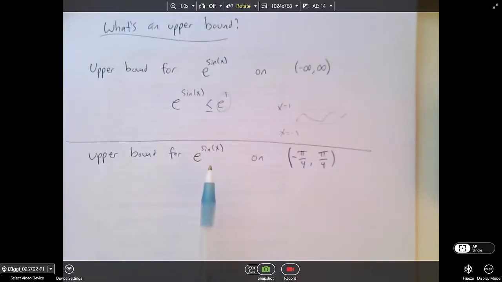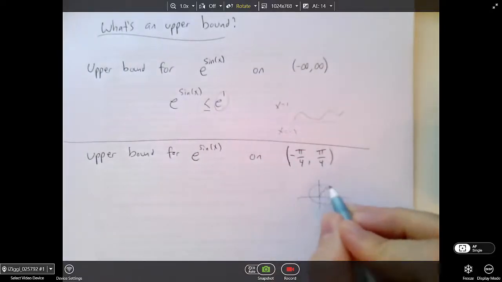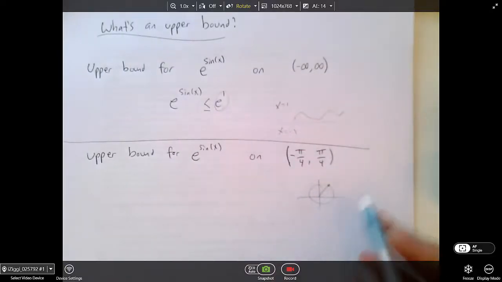I still want an upper bound for e to the sine x, but now it's over a more restricted interval. What if it's between negative pi over 4 and positive pi over 4? Again, we want to know what's the largest thing that this could possibly be on that interval. So sine of pi over 4, if you remember your unit circle, is going to be 1 over root 2.